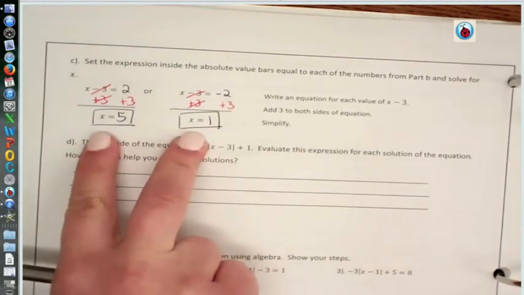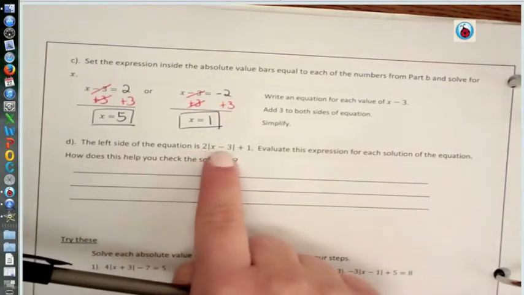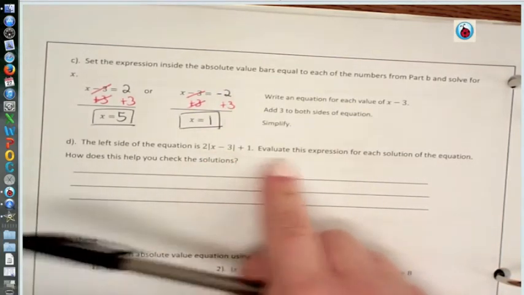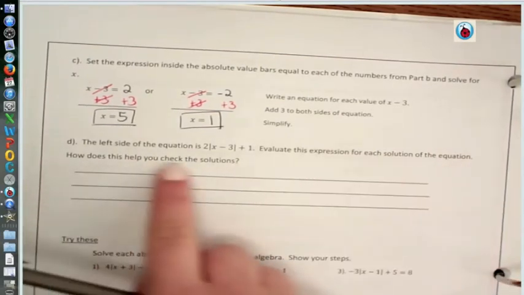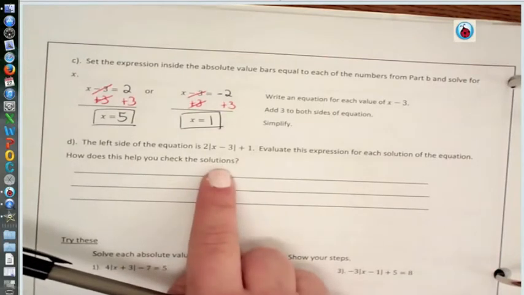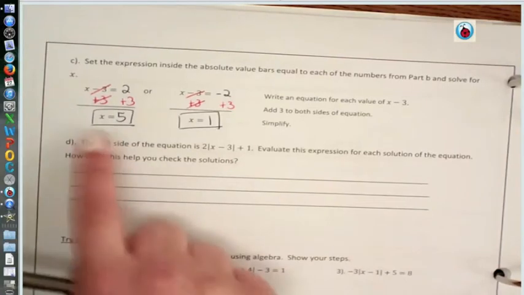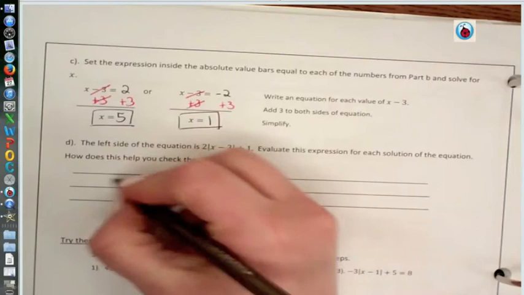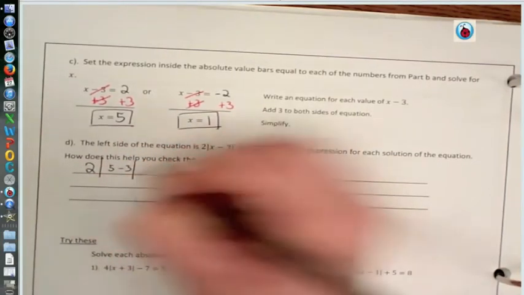That's weird. But let's go back to our original equation. The left side of the equation is 2 times absolute value, x minus 3, plus 1. We're going to evaluate this expression for each solution of the equation. How does this help you check the solutions? So let's find out. I'm going to take each solution and plug them in one at a time into this expression and see what I get. So let's start with 5. 2 times absolute value of 5 minus 3 plus 1.